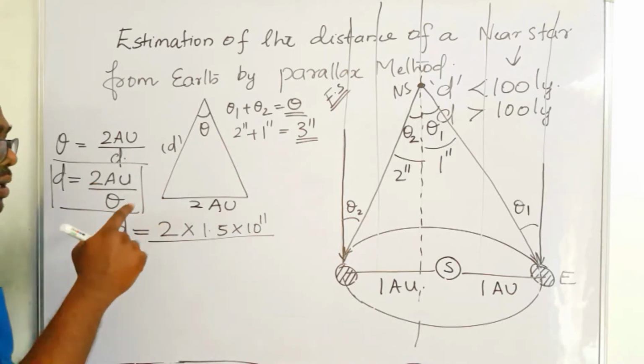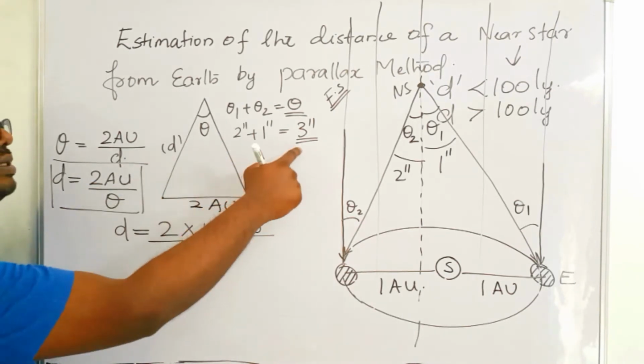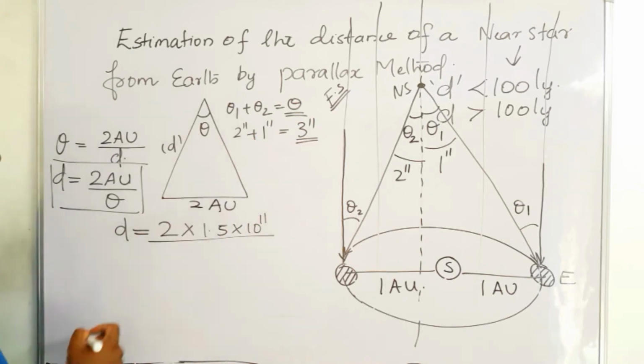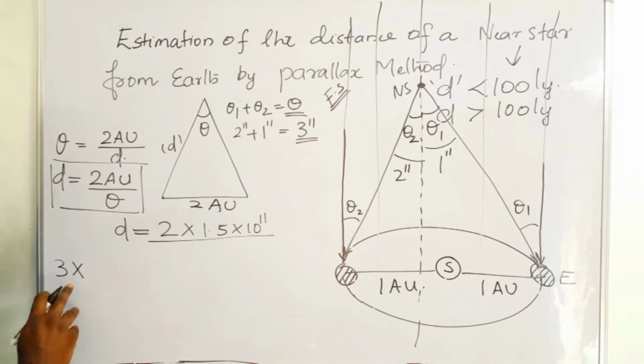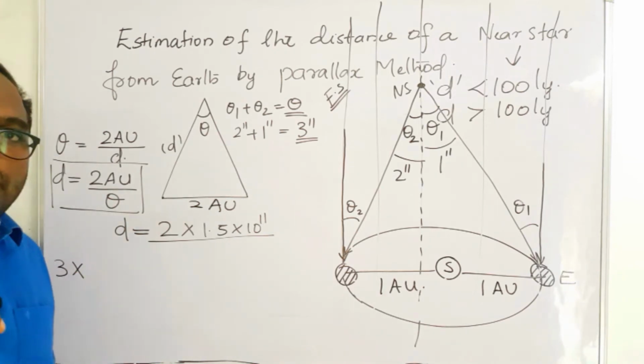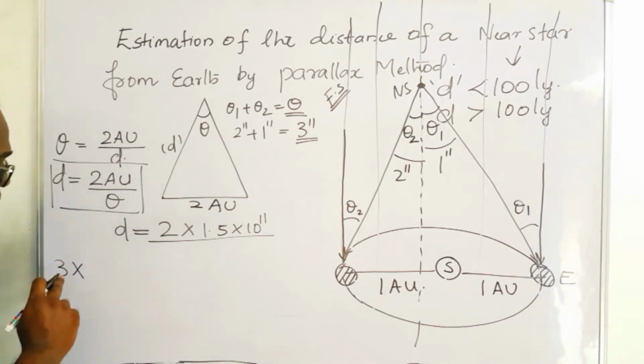You have to convert this into radians. Okay, this is in seconds. So you have to convert the seconds into radian. 3 seconds. The conversion is explained in the previous video. You can check that video also. One more time I will explain.